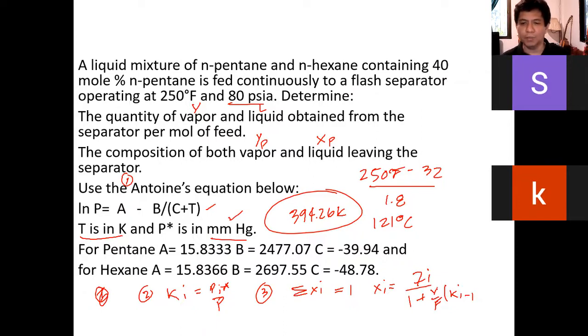Okay lang? So makukuha niyo dito yung B over F. Ang F naman kasi is 1 per mole of feed. Per mole of feed, F is equal to 1. So makukuha niyo na yung B. Ang L ay F minus B, makukuha niyo na rin yung L. Tapos pag meron na kayong B over F, balik niyo lang dito, makukuha niyo na yung x sub i kasi given naman yung z sub i. Pag alam niyo na yung x sub i, ang fourth step is calculation ng y sub i. Y sub i is simply K sub i times x sub i. Okay lang?